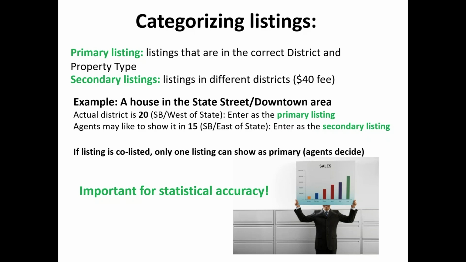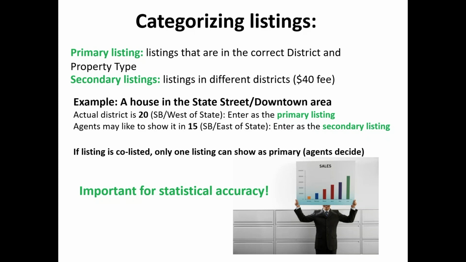It's an extra $40. Whenever you have a secondary listing, you need to make sure you mark it in there that it's a secondary listing, because otherwise we're going to statistically show that 2 houses sold when only 1 in fact sold. So make sure you check the box if it's secondary.